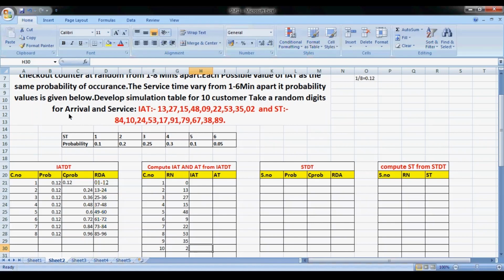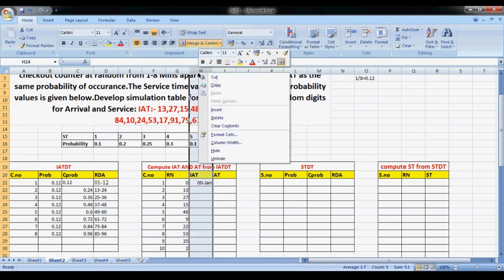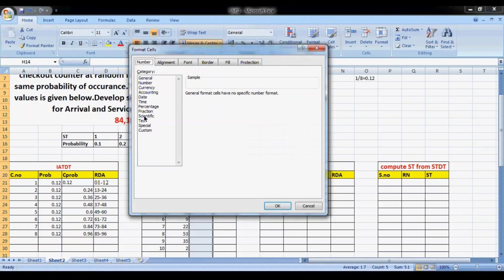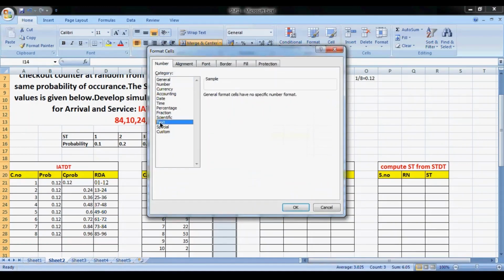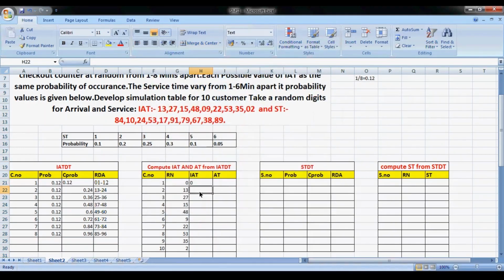Okay, the random digits for the arrival times are given here in the question. Next, we need to find the interval time. The interval time for the first customer is 0, so I am writing 0 here. Second, we need to find the interval time for the second customer. See the random number 13 and check in the interval time distribution table where exactly 13 is falling. So 13 is falling in this row, so we consider the number 2. So the interval time for the second customer is 2.